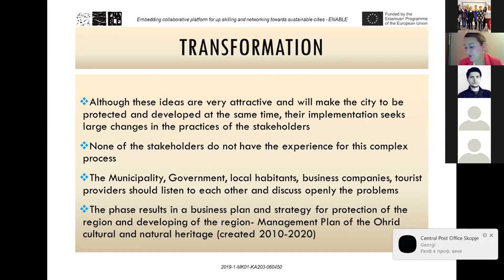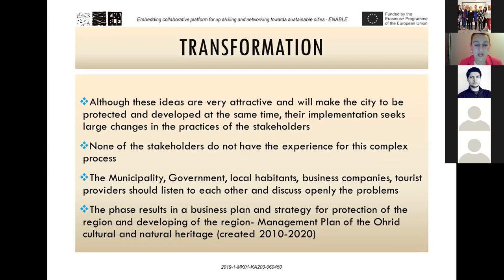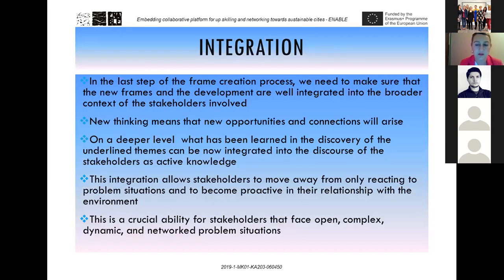And you can just imagine, we have around seven stakeholders. How difficult will it be to change the mindset of these stakeholders? None of the stakeholders has experience with this complex process. The municipality, together with the government, local inhabitants, business sector, and NGOs, should listen to each other and discuss the problem openly. The phase results in a business plan and strategy for protection and development of the region, and that is the management plan of the Ohrid cultural and natural heritage. This plan started to be created in 2010 and was finished in 2020, so almost 10 years this plan was in the phase of creation.